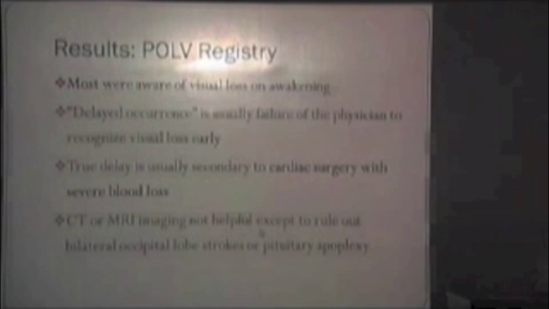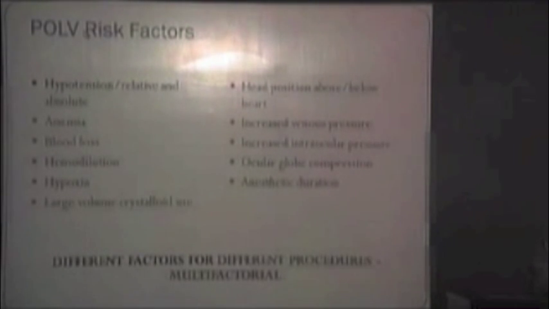CT or MRI imaging was not helpful except to rule out bilateral occipital strokes or pituitary apoplexy. So they looked at the different risk factors and found that hypertension, either relative or absolute, was the single most important factor. Add to it anemia, blood loss, hemodilution, hypoxia, large volume of crystalloid use. You get the picture. It is the same thing. It is lack of oxygen to the most distal part of the optic nerve. So hypotension coupled with anemia, blood loss, and in acute trauma, when you load them with crystalloids, that's when this happens.